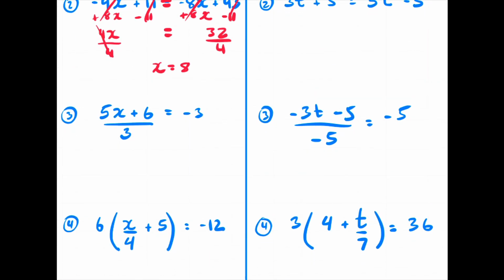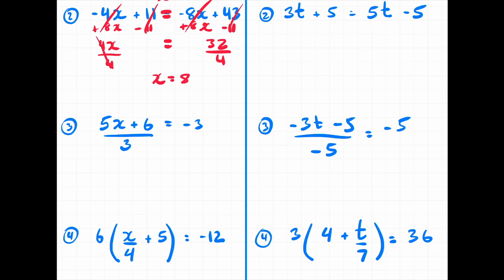Okay, let's move on to question number 3. In this case, we've seen something similar to this before. I've got a 5x plus 6 over 3. In the previous lesson, we just had an x plus 6 over 3. So it's just one more step, but I still need to multiply both sides by 3 at first to get rid of that 3 that's in the denominator. That leaves me with 5x plus 6 equals negative 9.